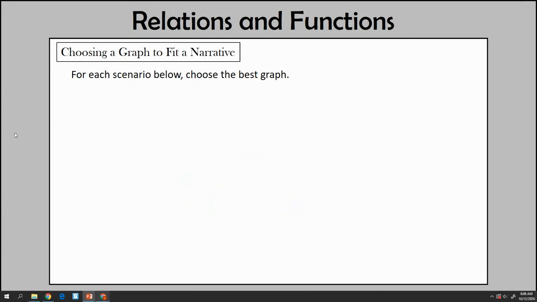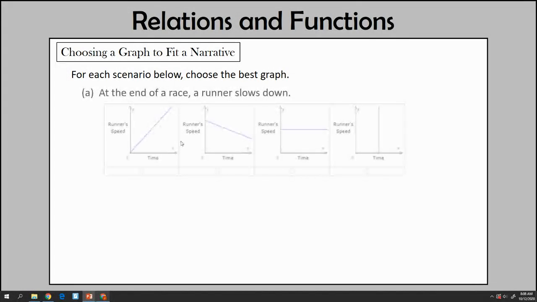The last thing we're going to do is look at graphs and try to fit a narrative to it, just so we understand the whole input output, the relation, how the two variables are related to each other. For the scenario below, choose the best graph. This just says at the end of the race, the runner slows down. So we have to look at what our graph is made up of. The y-axis, which are our outputs, is the runner's speed. The x-axis, which are our inputs, is time.